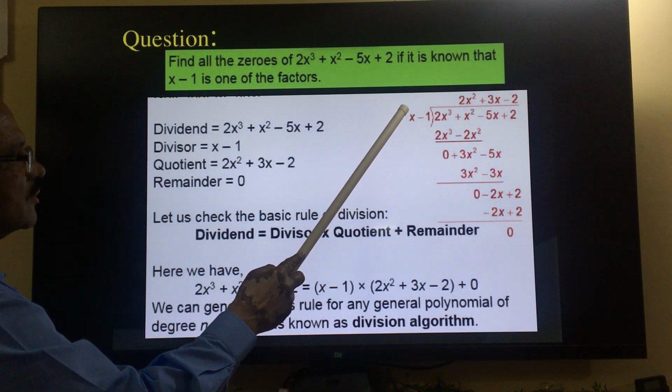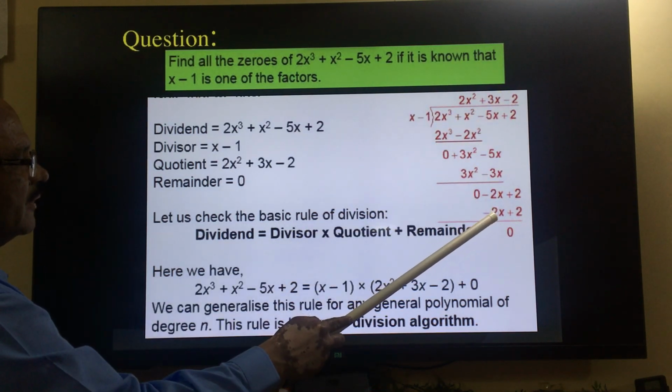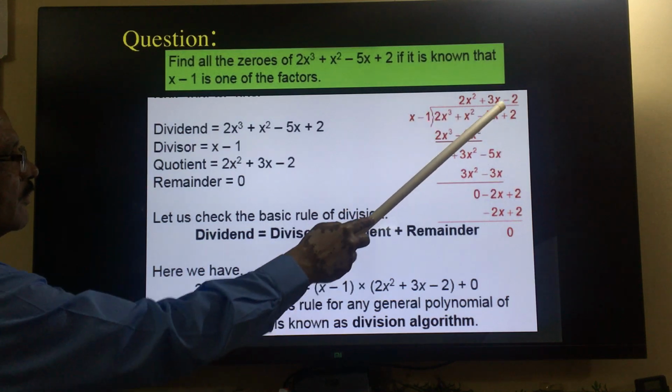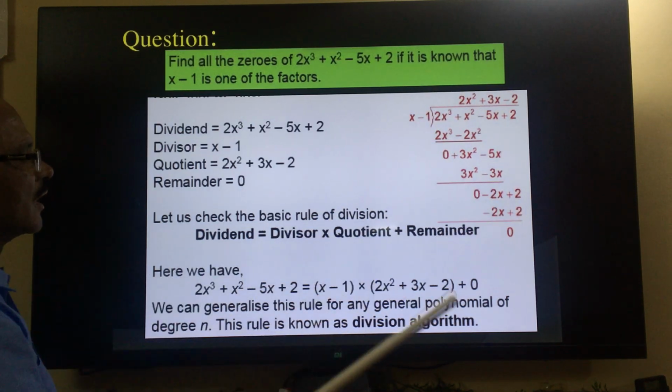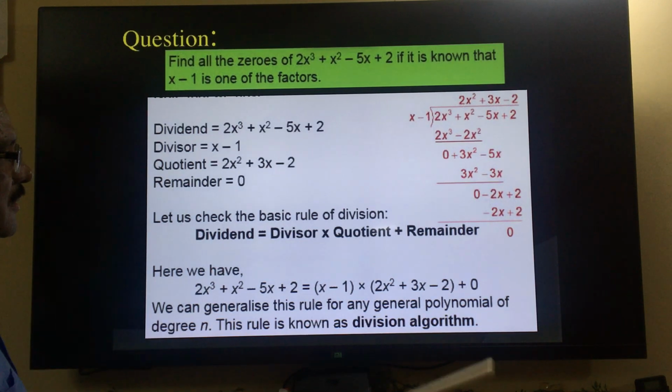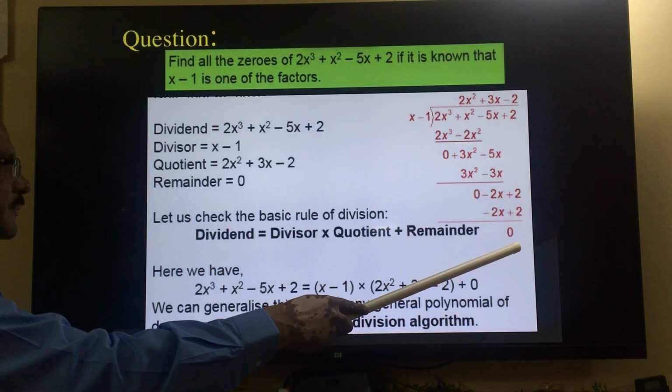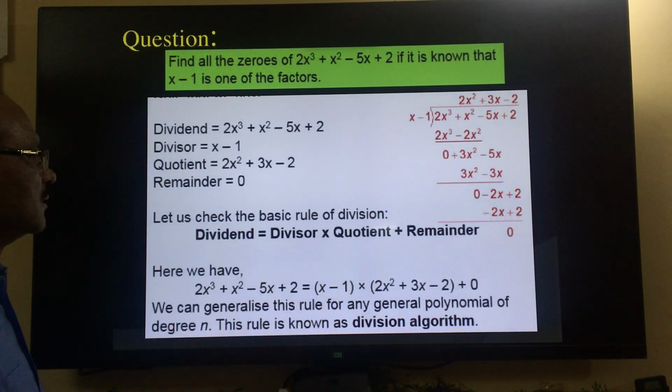Before x there is 1, so we will multiply 1 by 2, and we will get minus 2x. So by minus 2, if you multiply both the terms, you will get minus 2x plus 2. After changing the sign, the sum of these two will be 0, and here 2 minus 2 will be 0. So in this case, the remainder is 0.